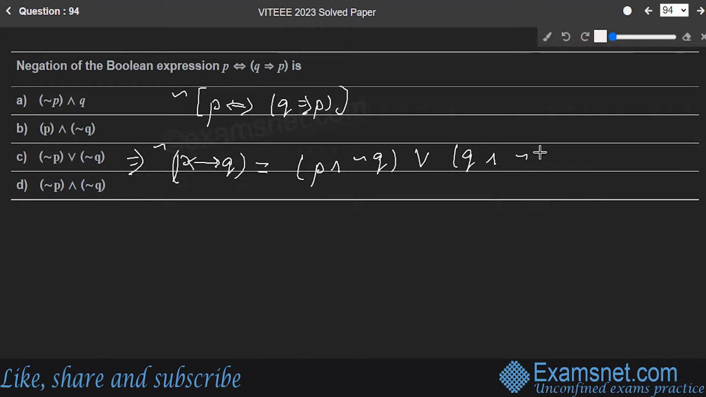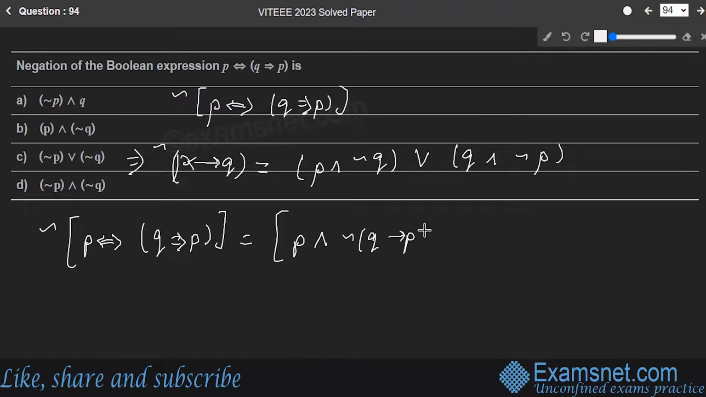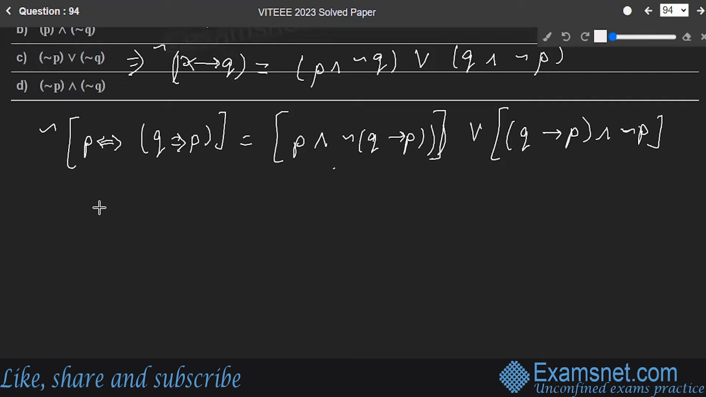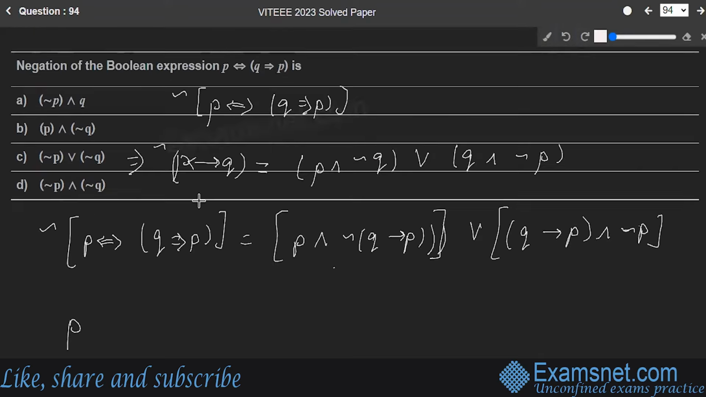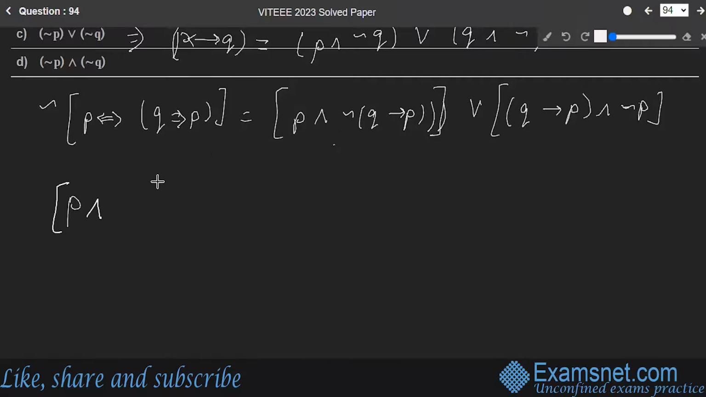This is disjunction negate of P. So this expression will become P disjunction negate of Q implies P, conjunction Q implies P, disjunction negate of P, right? And if I pick up the first expression, that is P, I'll say intersection for the easier thing. This Q implies P, negate Q implies P.